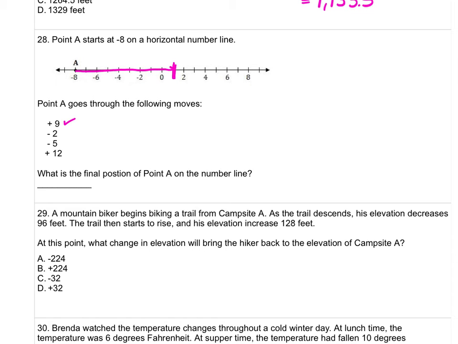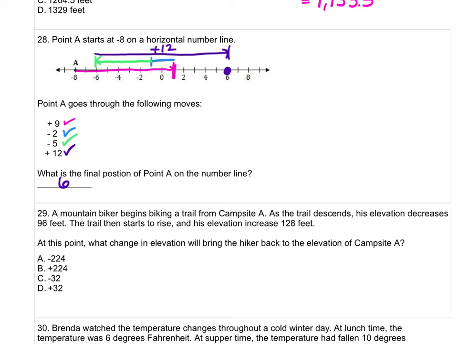Now I'm going to go -2, so I'm going to go left 2. 1, 2. It ends here at -1. Then we're going to go -5. It's going to go left 5 places, and it ends here at -6. Then we're going to add 12, which means we're going to go right 12 places. Count 12 places to the right, and it ends here at +6.